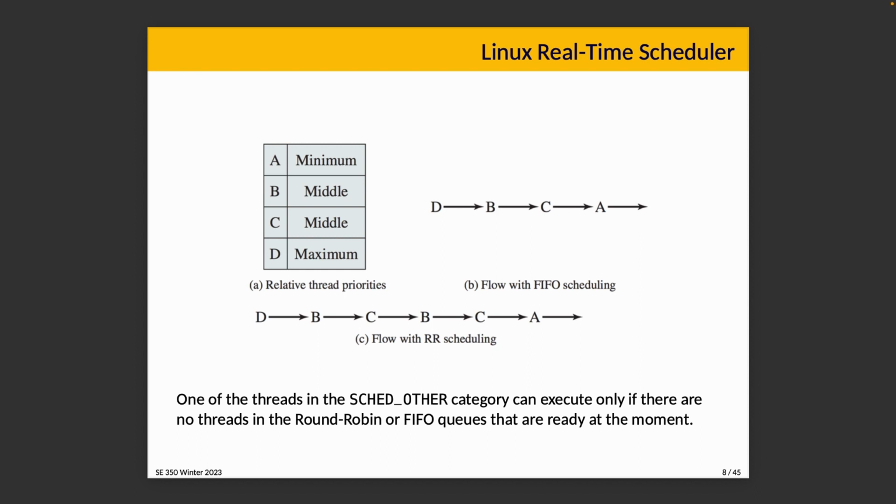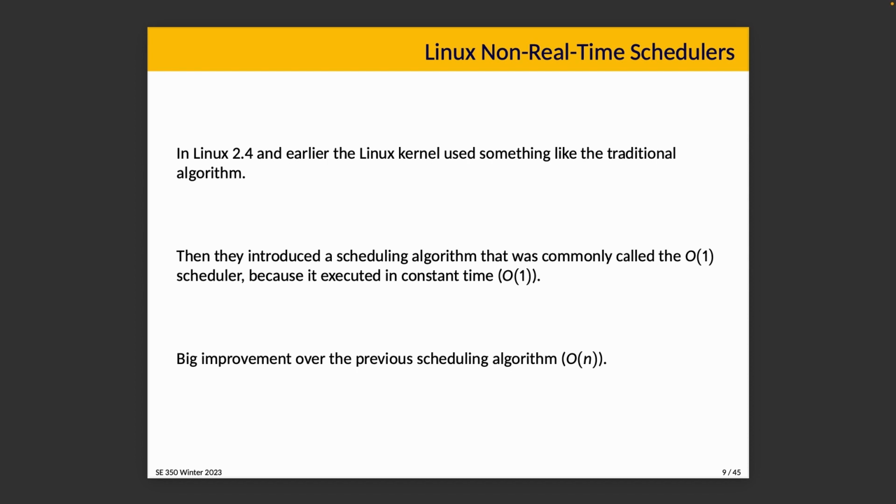And doing this is one of the ways. But we're going to talk about the non-real-time schedulers now in some more detail. In versions 2.4 and earlier of the kernel, it used something that resembled the traditional algorithm. That's kind of shockingly late now that I think about it, considering when 2.4 kernel and 2.6 kernels and stuff were released. And it was finally replaced with a scheduling algorithm that's called the constant time scheduler.